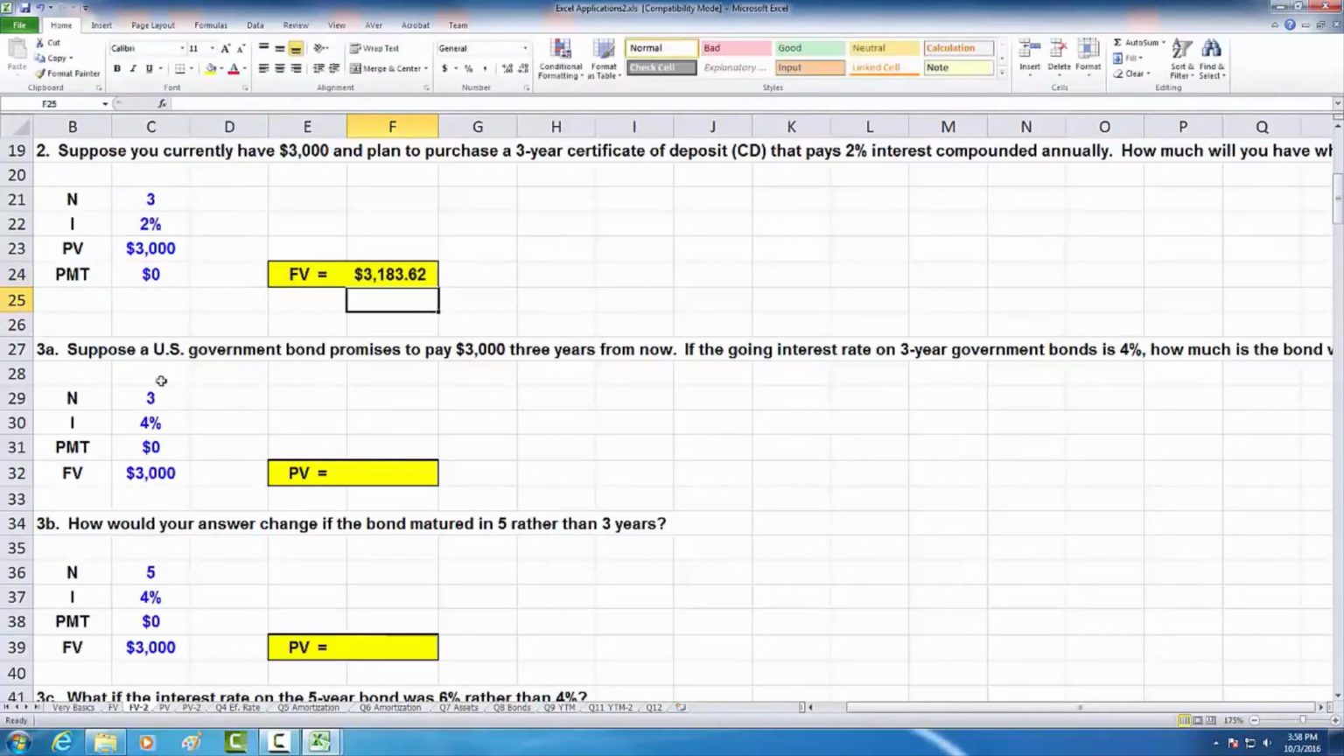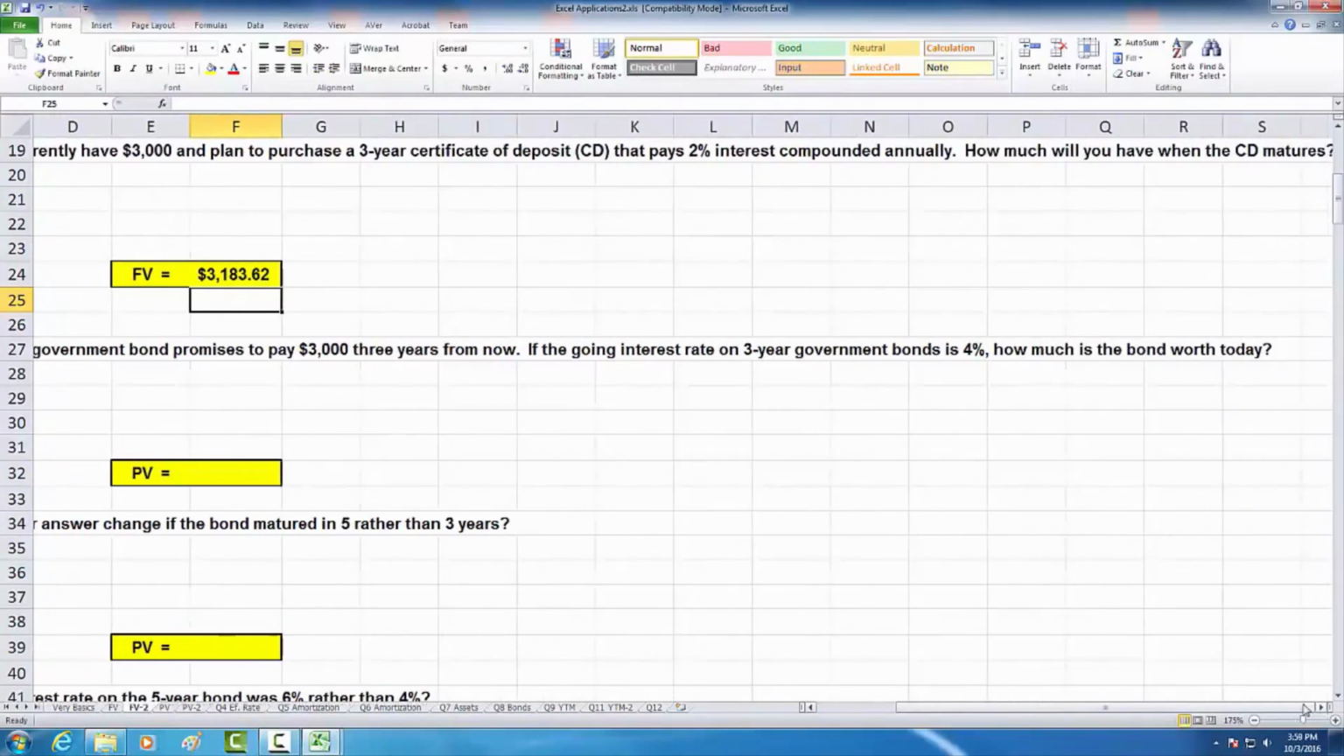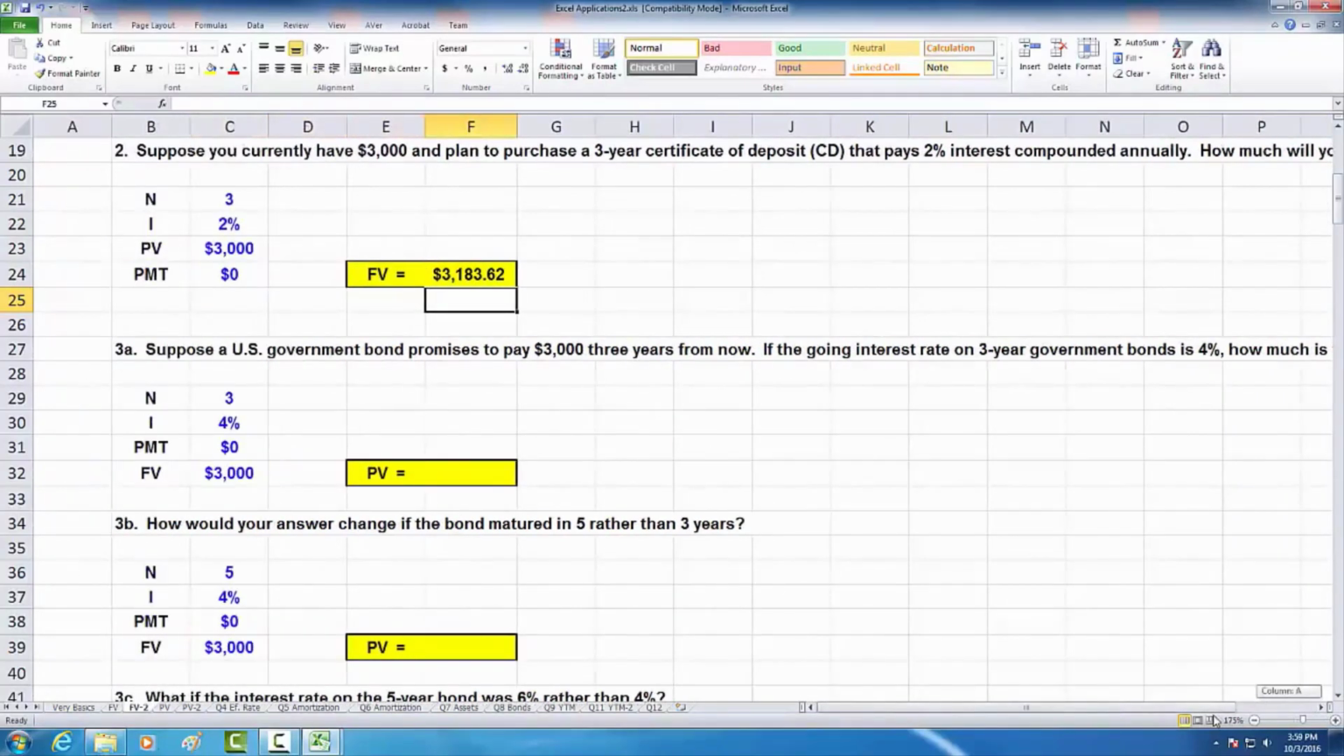Okay, now the third question. Suppose a US government bond promises to pay $3,000 3 years from now. If the going interest rate on 3-year government bonds is 4%, how much is the bond worth today?